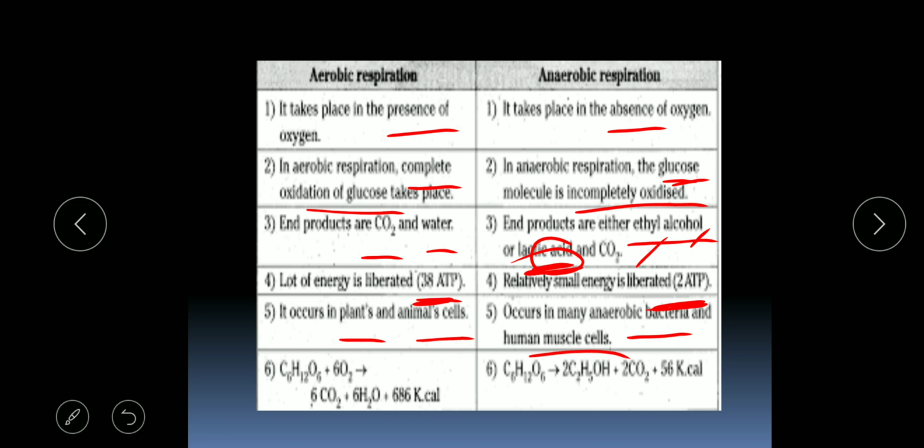By complete hydrolysis of 38 molecules of ATP, 686 kilocalories of energy is produced. In anaerobic respiration, 1 molecule of glucose in the absence of oxygen gives 2 molecules of ethyl alcohol, 2 molecules of carbon dioxide, and 2 molecules of ATP.